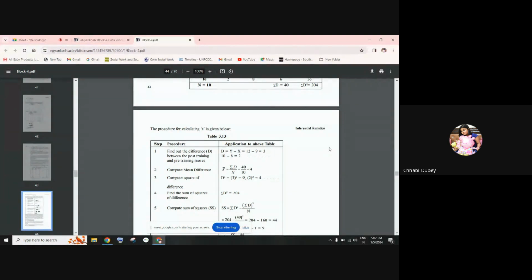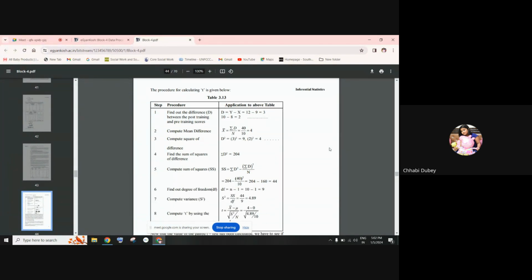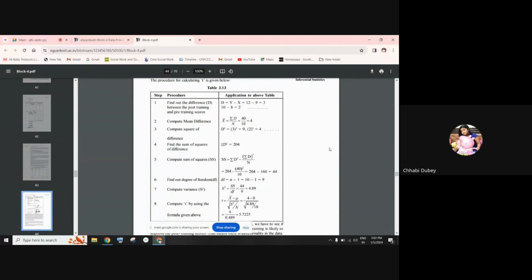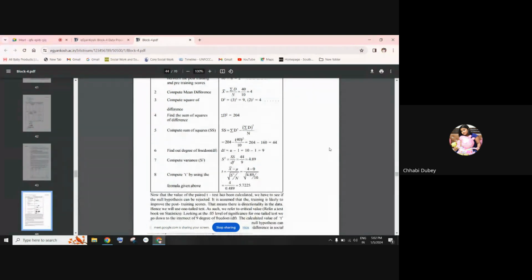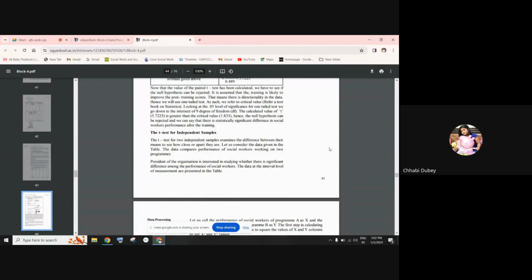We will find the sum of the square of differences, compute the sum of squares, find out the degrees of freedom, compute the variance, and compute t by using the formula given above. So we will be using the formula, and that is how we will compute the t-test. And when we calculate the t-test, we can say whether the null hypothesis has been rejected or accepted, and whether there is actually a relationship between the two variables or not.